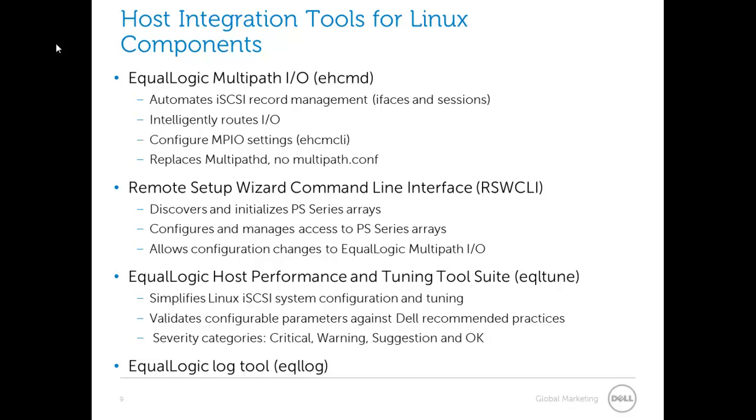Now you can also discover and initialize PS Series arrays from your Linux server. You can also configure and manage access to the PS Series array. For example, you can set up the group name and the group IP address. Configuration changes to EqualLogic MPIO can also be done using the Remote Setup Wizard command line interface, RSWCLI.